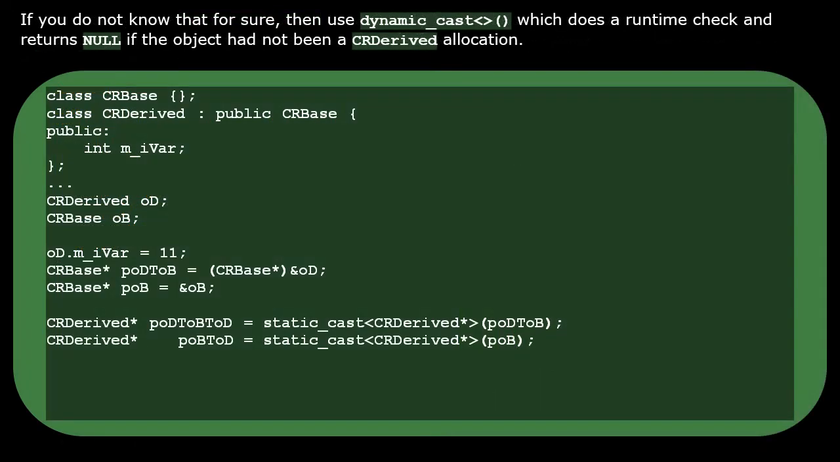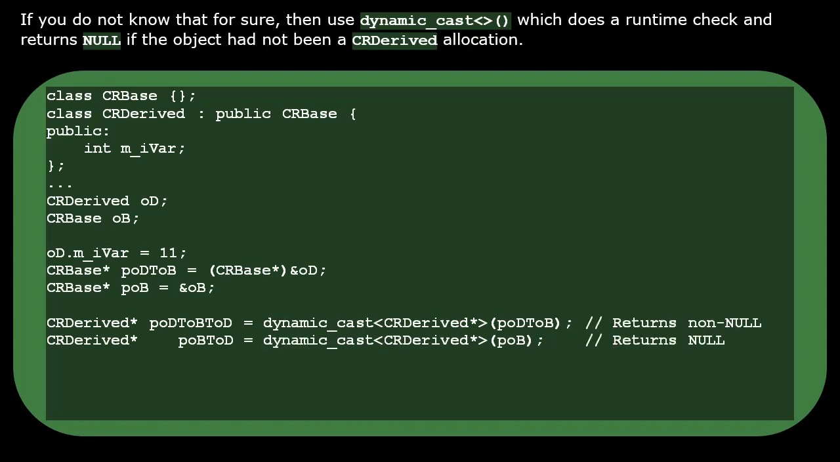But if you do not know for sure whether or not the object had originally been allocated as a derived type of object, then use dynamic cast instead of static cast. This dynamic cast does a runtime check, and it returns null if the object had not been allocated as CR derived.